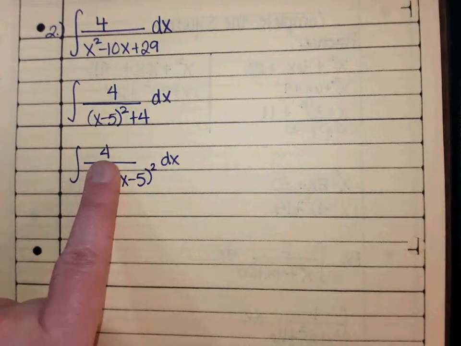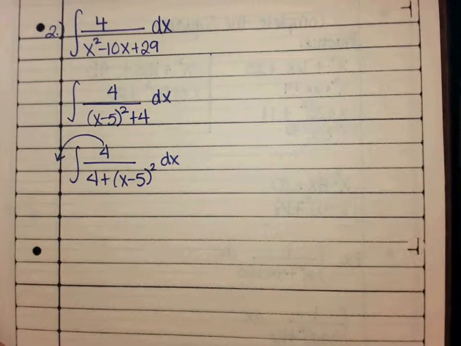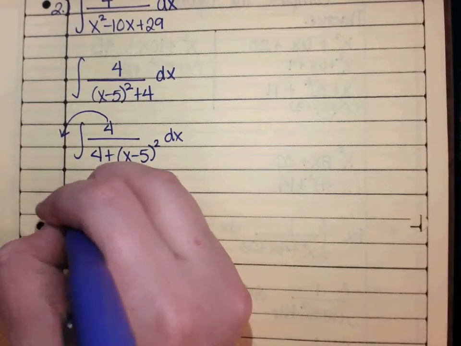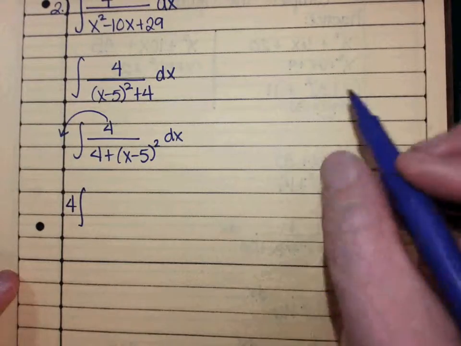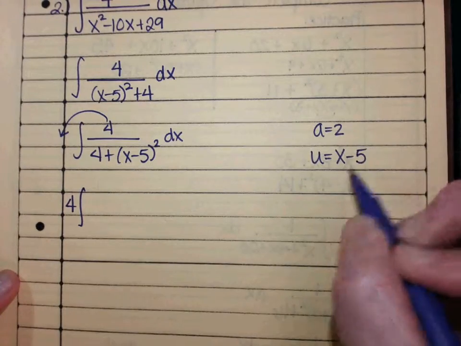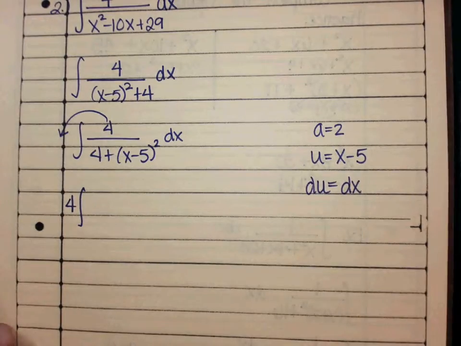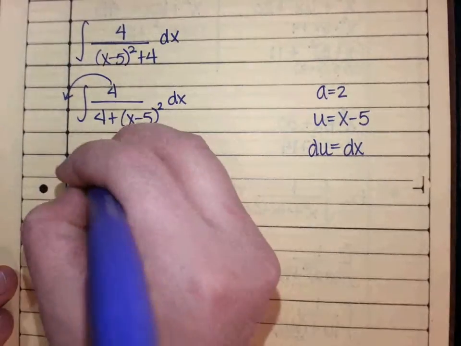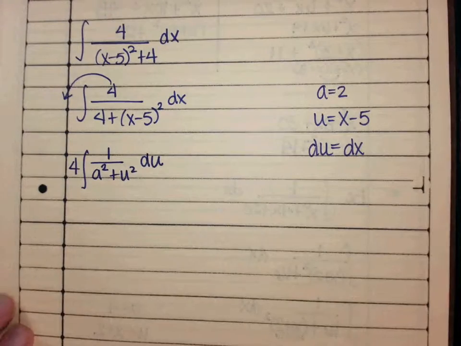Now, this 4 right here, where can I move that? Yeah, I'm just going to pull that out to the front. I don't want to leave it in the integral if I don't have to. So I'm going to put my 4 in front, and then I'm going to rewrite in a second. What is my a? 2. What is my u? x minus 5. What does that make my du? 1 dx. And remember, if it's a 1 dx, they're going to be the same. You can switch it out. So it will be 1 over a squared plus u squared du, and you have a formula for that.